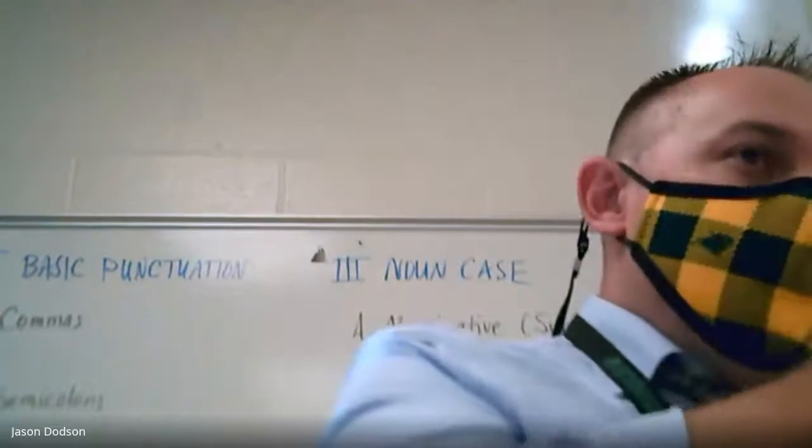So it needs punctuation at the beginning and at the end of that interrupter. Which one does that? Which choice does that? B. You've got commas around from a distance on both sides.